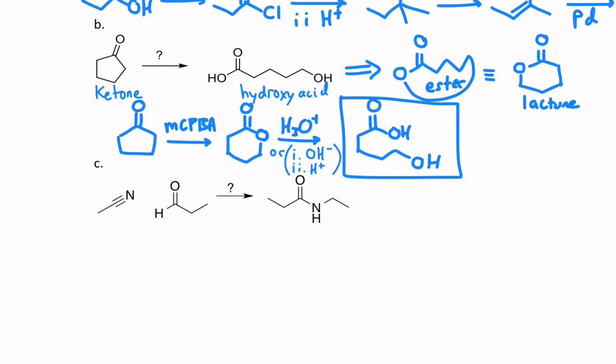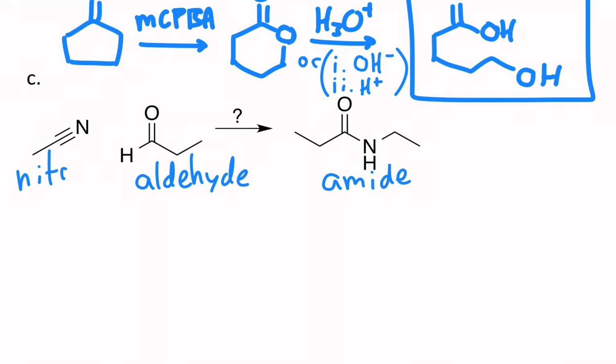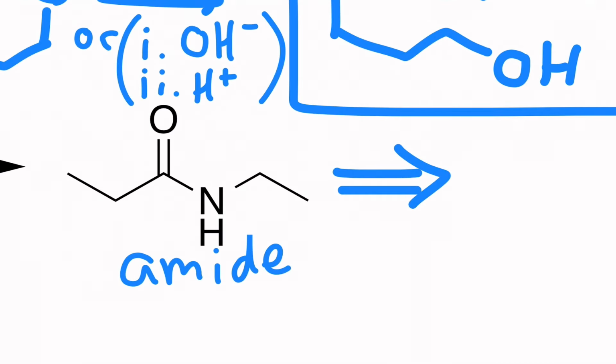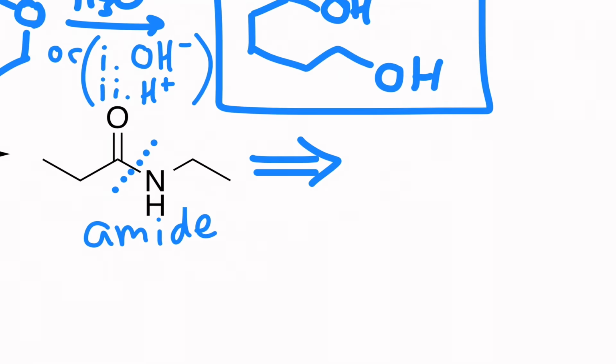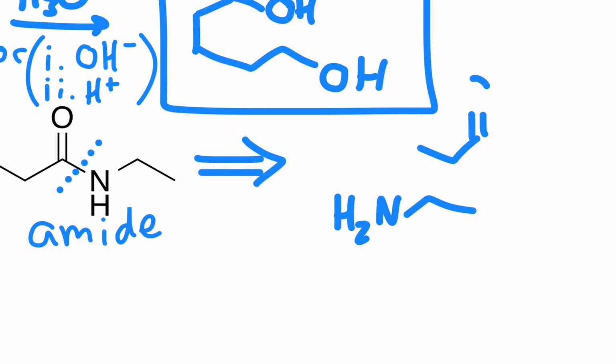Okay, one more. Let's do our last one here. So we have our product is an amide, and our starting material looks like an aldehyde and a nitrile. So let's go backwards because I don't see it in the forward direction yet. Amides are made from amines and carboxylic acid derivatives. So actually 2 options. You could have the amine, which in this case is ethylamine, and then a 3-carbon acid derivative. You can either use the carboxylic acid itself.